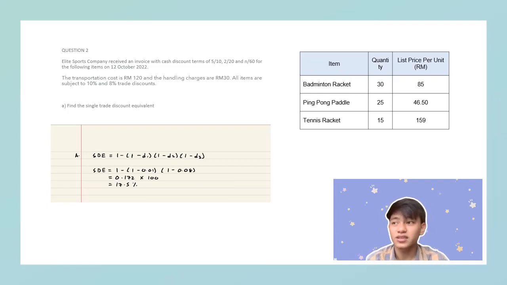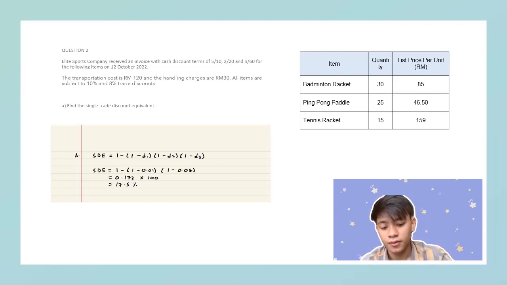I'm going to explain how to make an equation to trade and discount, chapter 7, MAT112. Question 2. Elite Sport Company received an invoice with cash discount terms of 5% with 10 days and 2% with 20 days and N% with 60 days for the following items on 12 October 2022. The transportation cost is RM120 and the handling charge is 30 ringgit. All items are subject to 10% and 8% trade discount.